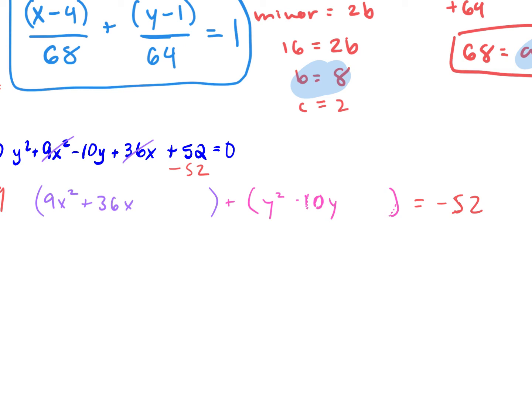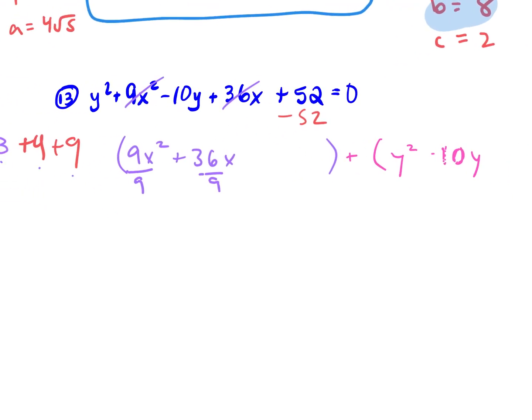Now is where I divide by 9. So I want to take this 9 out and then divide both these by 9. So I have 9 on the outside, and x squared plus 36 divided by 9 is 4. So 4x. What number am I going to put here to complete the square? 4 over 2 squared. B over 2 squared, so 4 over 2 squared. This would be 2 squared.